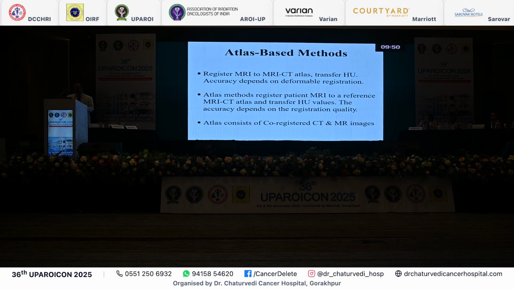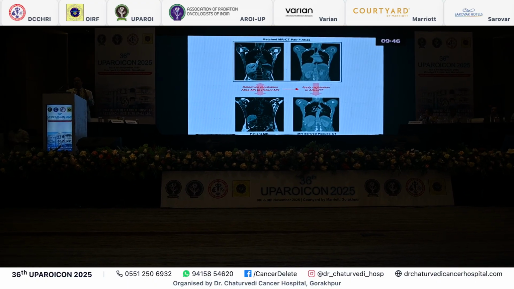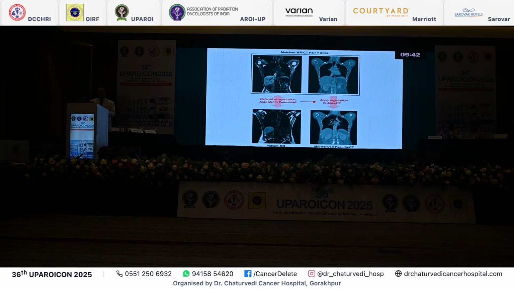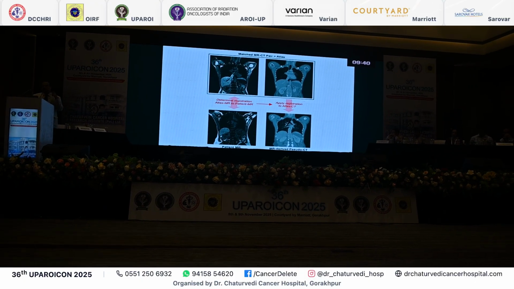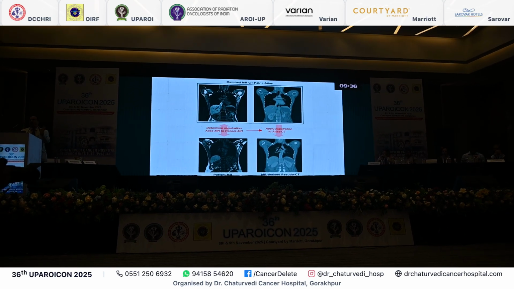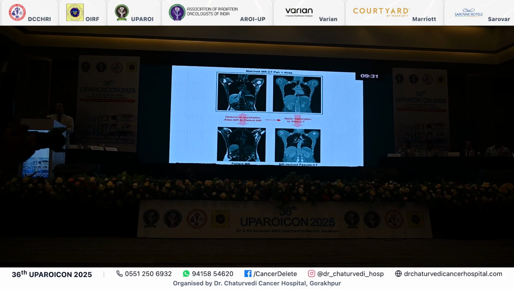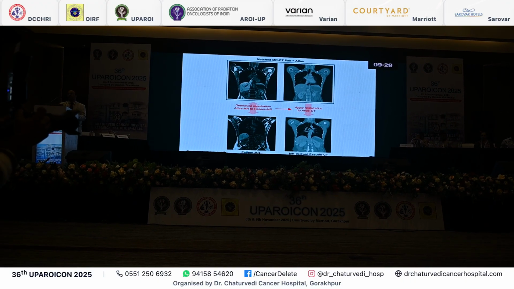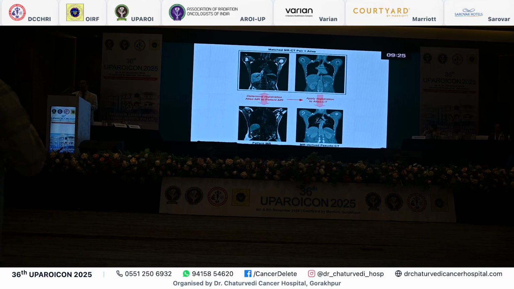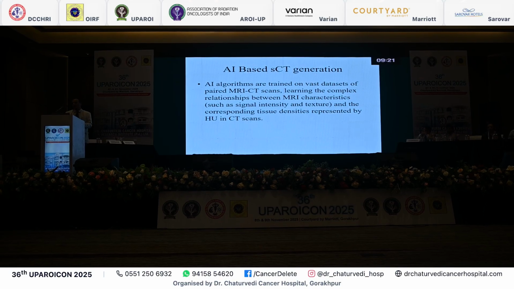So this is the atlas-based. In the atlas-based method, we collect many atlases of similar-looking MRI, and we compare our MRI with the nearest possible atlas available. So we assume that this atlas CT is equivalent to our obtained MRI. With the help of those HU values from that CT, we will do the planning.